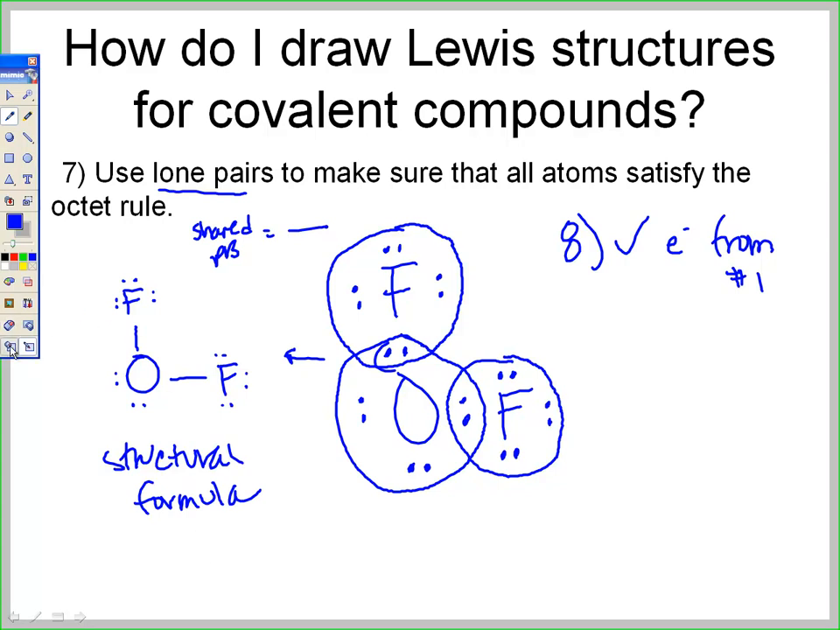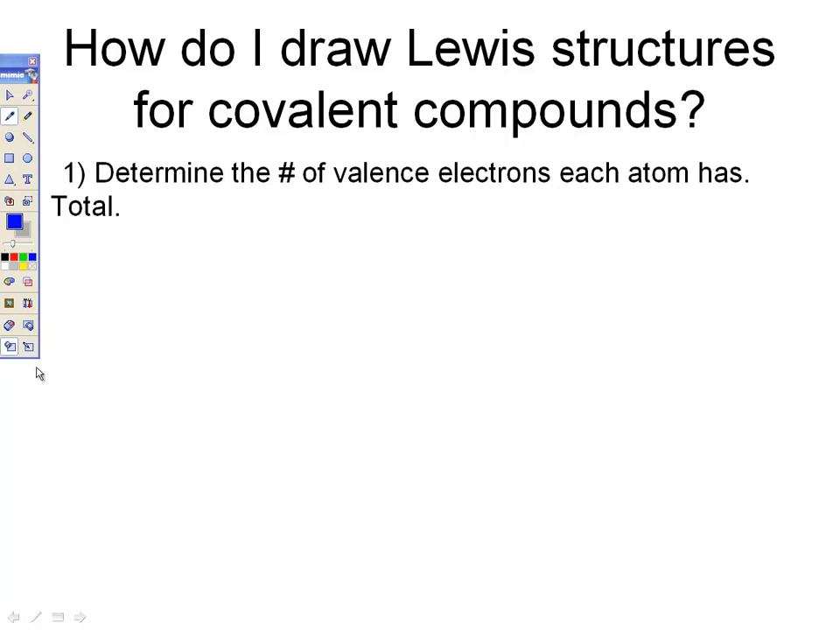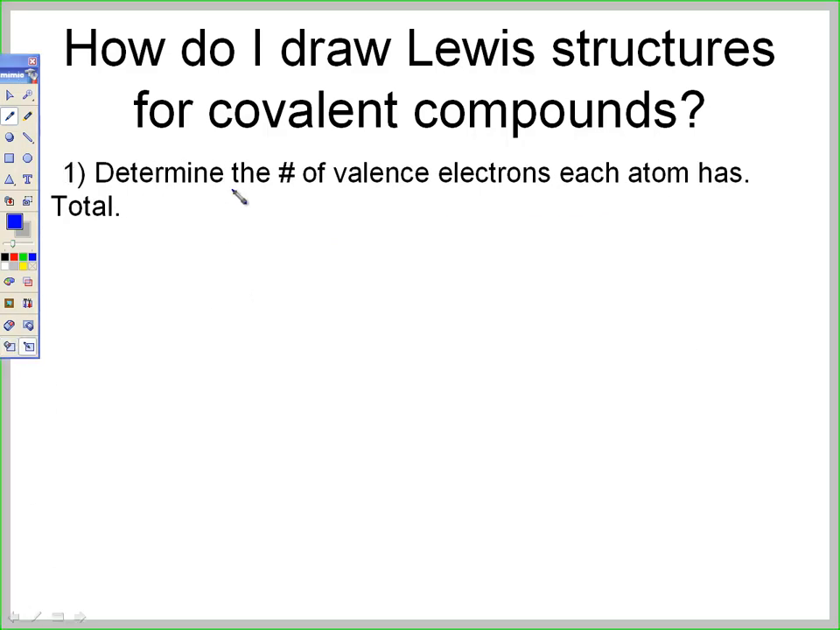Okay, let's go back and do another one. For example, let's do hydrogen cyanide, HCN. So let's determine the number of valence electrons each atom has.